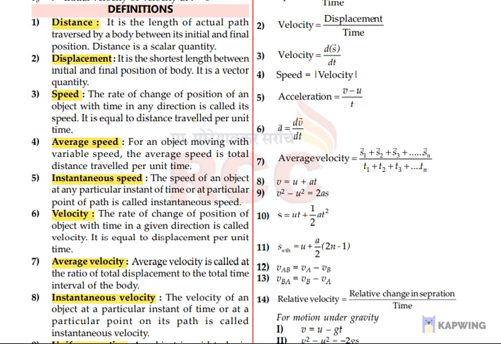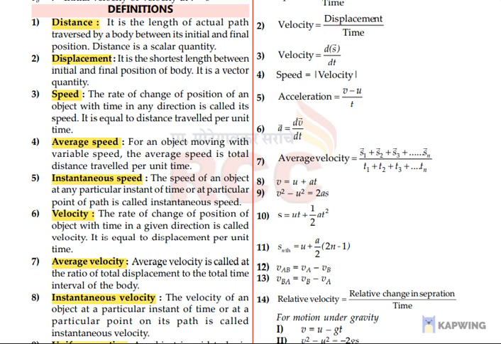Average velocity. Average velocity is called as the ratio of total displacement to the total time interval of the body.